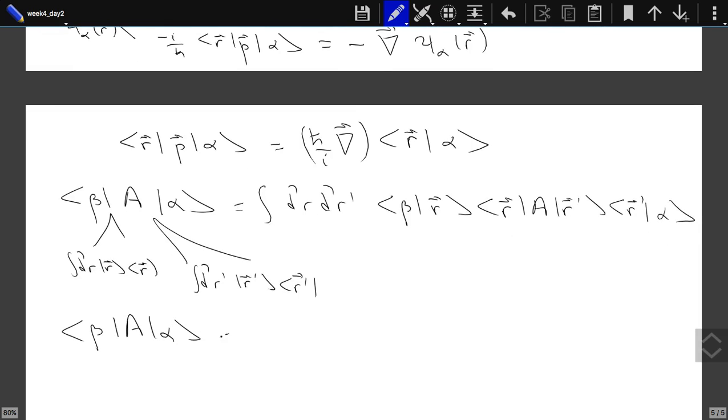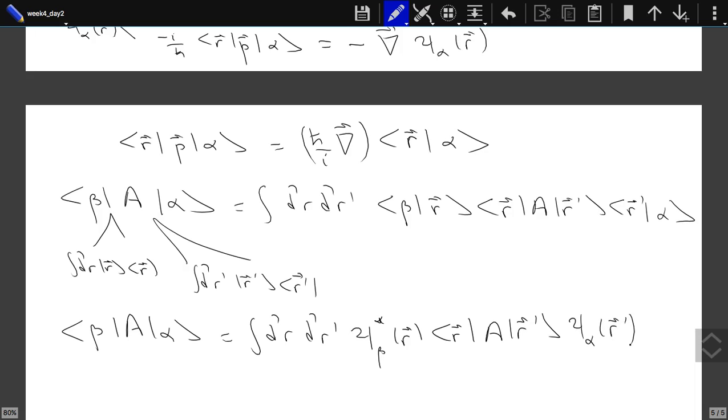The matrix element of A between beta and alpha should be equal to psi star of beta, the wave function of the beta ket, complex conjugated, times the matrix element of A between r and r prime, times psi alpha at the point r prime.